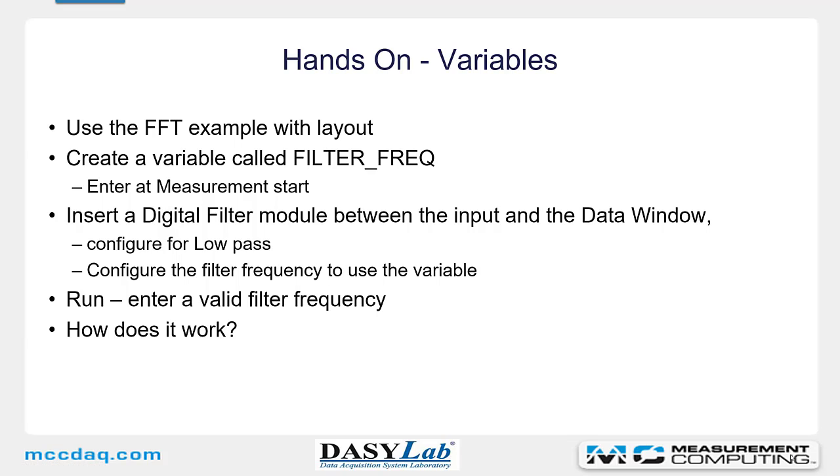Now I want to talk a little bit about variables, and the best way to do it is to use an example. I'm going to use the FFT example that we've got with the layout. I'm going to create a variable called filter frequency, or freq. We will enter it at measurement start. I will need to change the worksheet to insert a digital filter module between the input and the data window, configure it for low pass, and configure the filter frequency to use a variable. And then when we run, we can enter a valid filter frequency and look and see how it works.